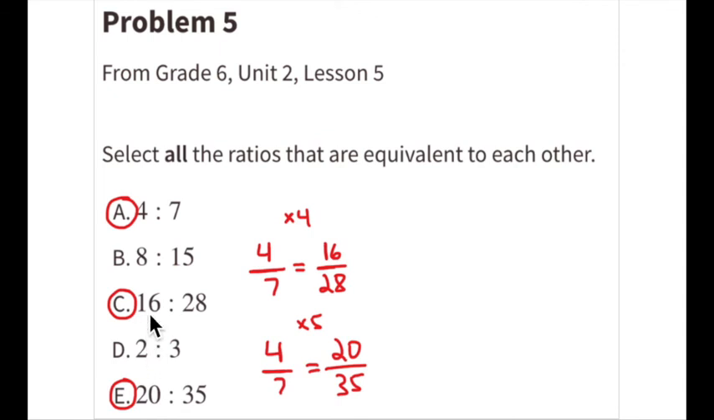Go to the 2, half of 4 is 2, half of 7 is 3.5, so this one doesn't fit. 2 times 4 is 8, 3 times 4 is 12, so those two don't go together. So the only 3 that go together are A, C, and E. They are all equivalent ratios to 4/7: 4 to 7, 16 to 28, and 20 to 35.